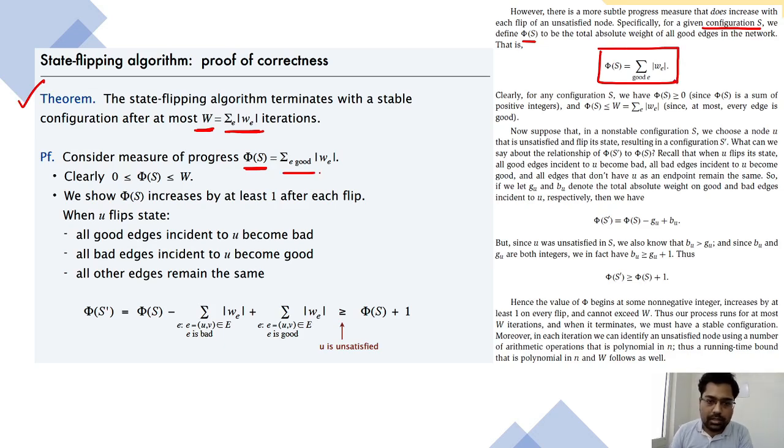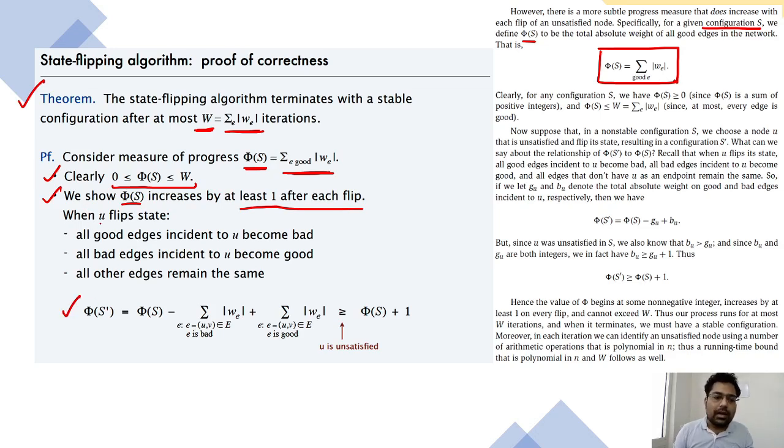Here it is also said that the good edges are considered first. These many things are being given to phi of s. Next, clearly it says 0, then phi of s, then it will be within this range or not. How do we find it? We have to just check it. So phi of s increases by at least 1 after each flip, which we will be discussing after proving this.